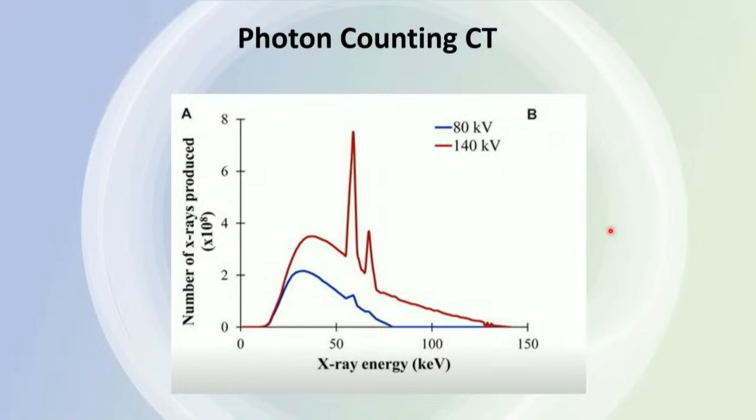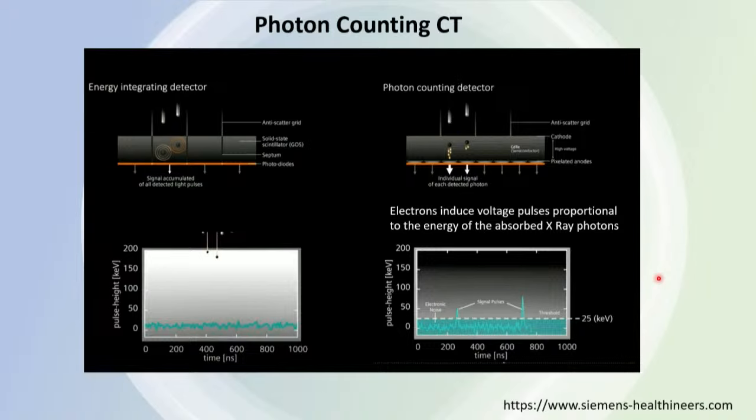Just to go over the physics briefly, when we say the tube voltage on the scanner is set at 80 kV or 140 kV, that doesn't mean that's the only kV of the photons that are coming out of the scanner. There is actually a wide spectrum. It just means that the majority are going to have an energy of 80 kV or 140 kV, whatever you've set the tube voltage at.